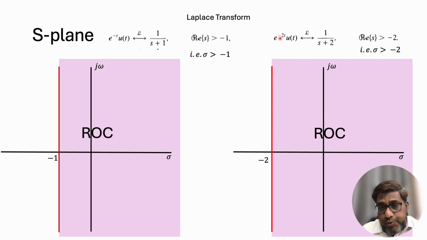Similarly, when a equals 2, we have the Laplace transform as 1 over s plus 2, in which case the region of convergence is to the right side of the line passing through sigma equals minus 2. So we are now looking at these two signals individually. This signal e power minus t u of t has a Laplace transform given by 1 upon s plus 1, with its region of convergence to the right side of sigma equals minus 1. Similarly, for e power minus 2t u of t, the Laplace transform is 1 over s plus 2, with its region of convergence lying to the right side of sigma equals minus 2.